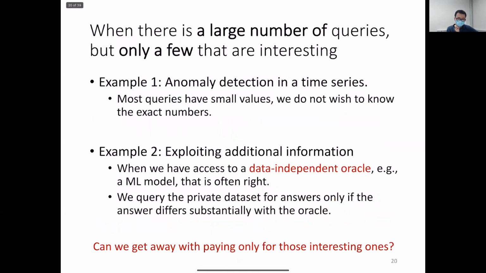Okay, before talking about such an algorithm, let's consider a slightly different setting of improving the number of queries that we can answer in a somewhat more specialized setting. Let's consider the case when there is a large number of queries, but only a small number of them are interesting, meaningful for us to get the exact value. I'll give two examples of why this could be useful.